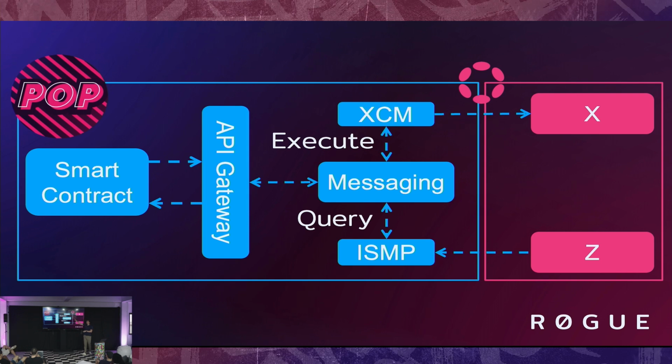So to execute something, you use XCM, cross-chain messaging. And this allows you to execute and interact with different services, different parachains. And then when you want to query data, you use ISMP. Built by the awesome Polytope Labs team, it allows us to query data, and once again, in a verified way. There's no need to trust that the data is correct, because we can verify it is correct.